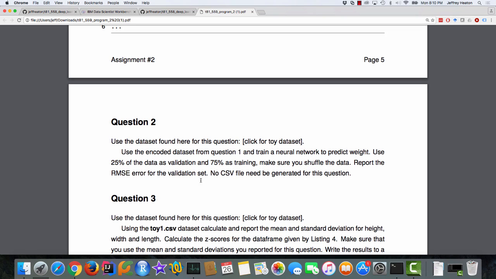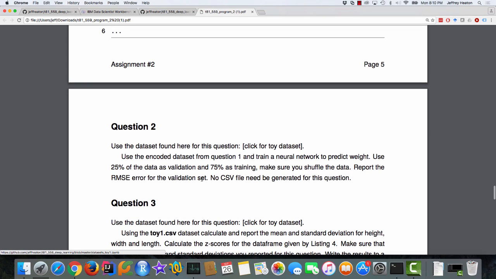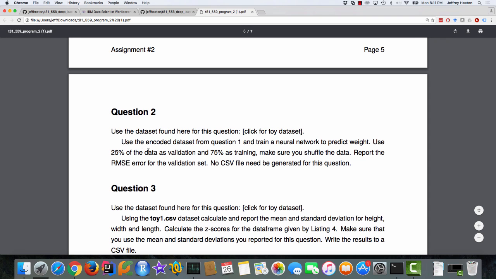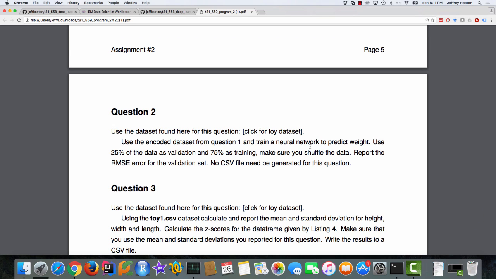Question two, and I do have links to the toy data set in there. You're using that toy data set again. And now you're going to do a 25% holdout for validation, 75% for training, and you don't need to generate a CSV for this one. You're basically just training it to see how well it predicts the weights.